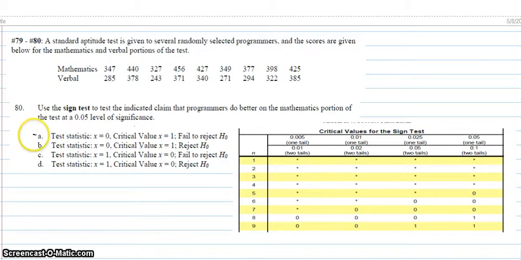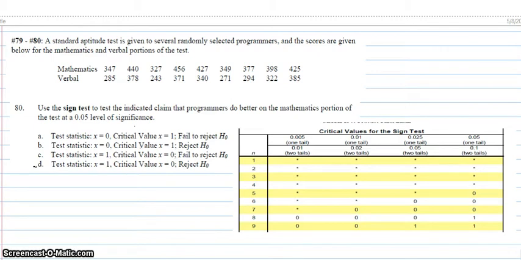Is your answer going to be A, test statistic 0, critical value 1, fail to reject H0? B, test statistic 0, critical value 1, reject H0? C, test statistic 1, critical value 0, reject H0? Or D, test statistic 1, critical value 0, reject H0?